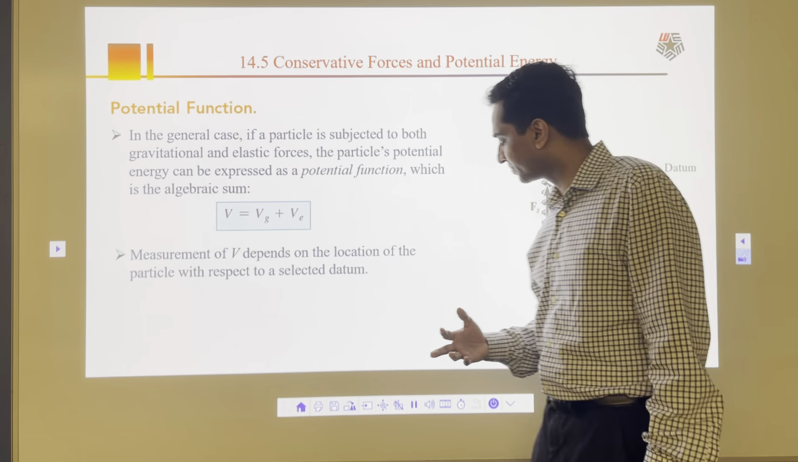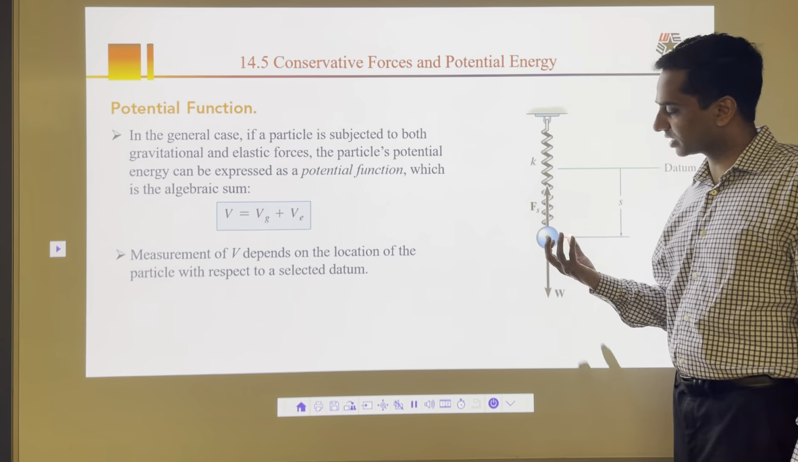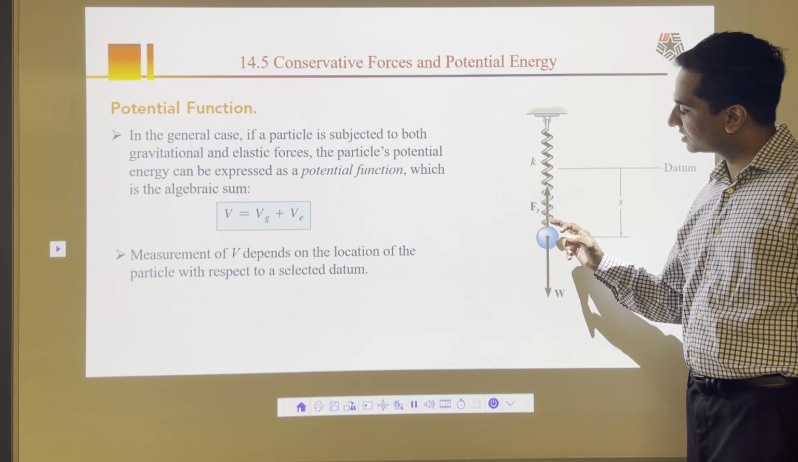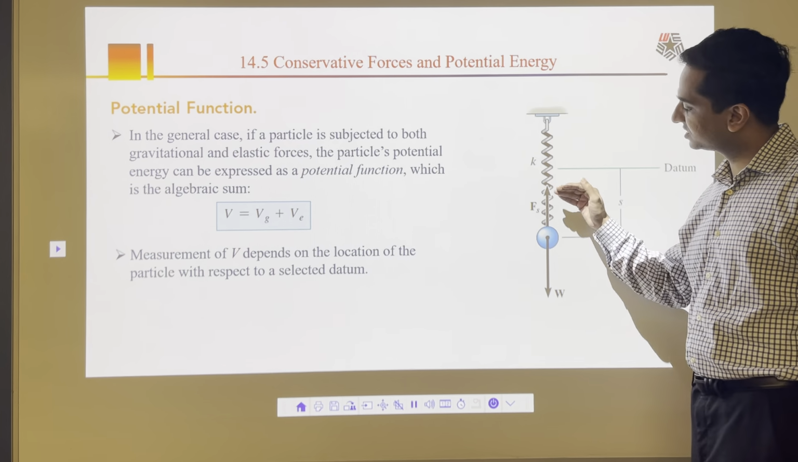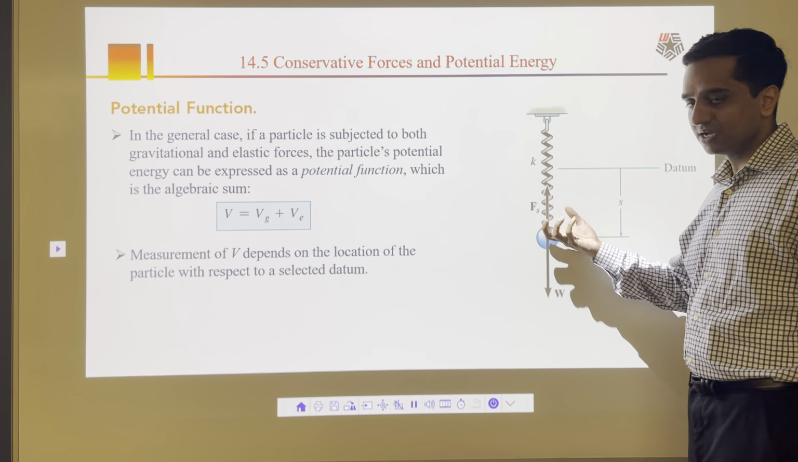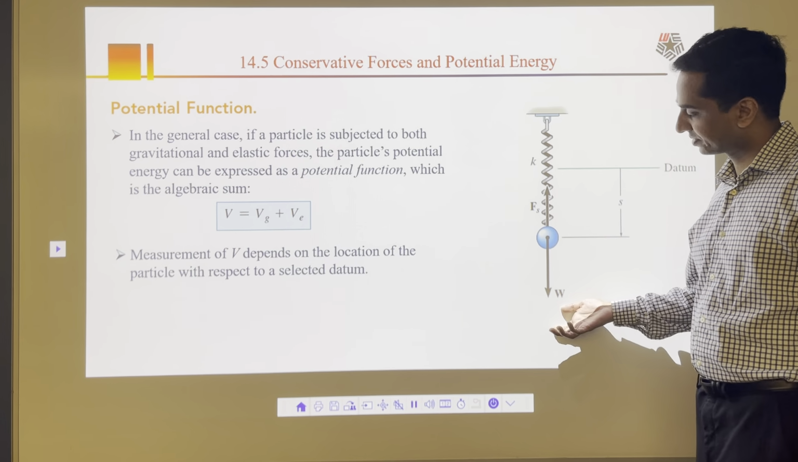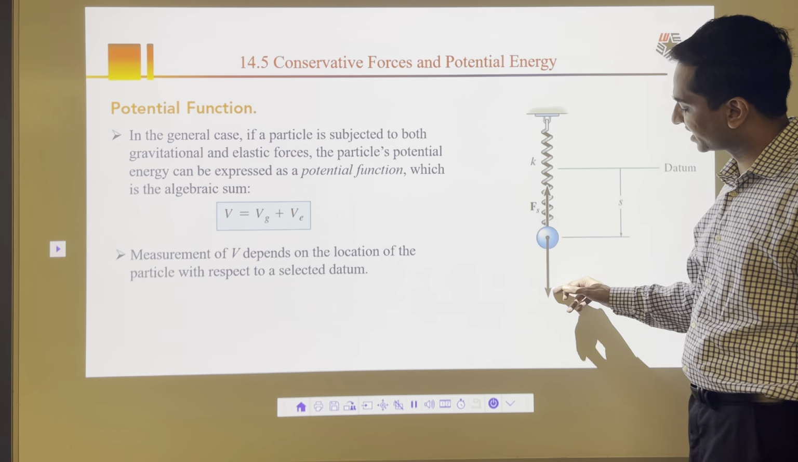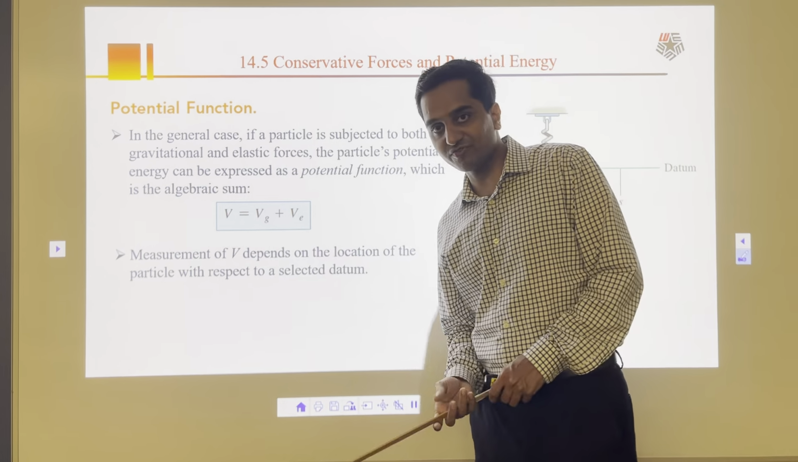For example, let's say I have a large mass here, 10 kg, associated with this spring. Gravity is trying to pull it down. At the same time, the spring will try to pull it up. So whatever the movement of this mass, up or down, it is a combination of two forces. That's spring potential and gravitational potential, and that will be my potential function.